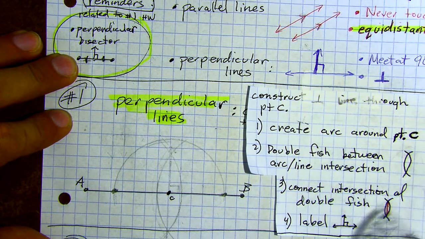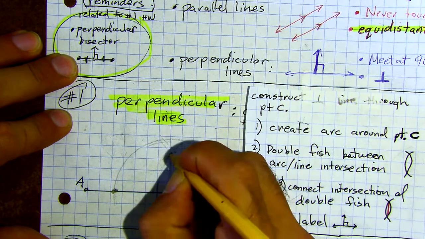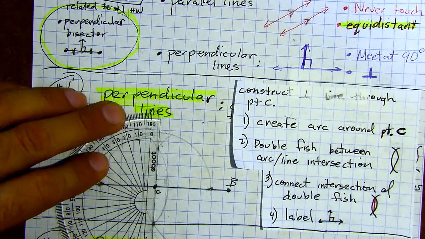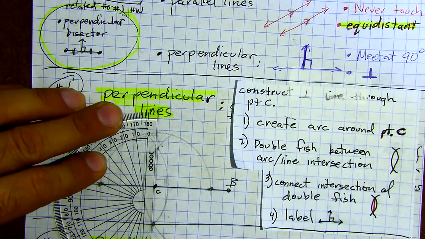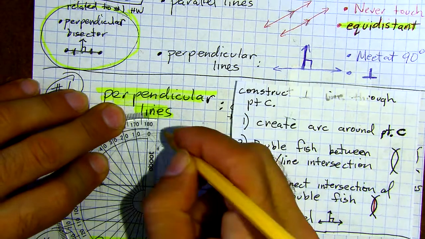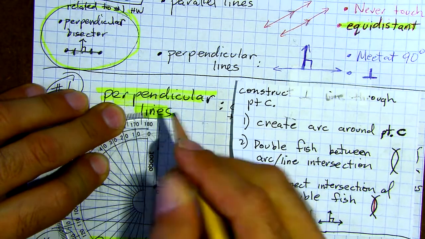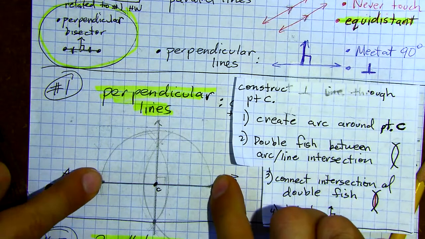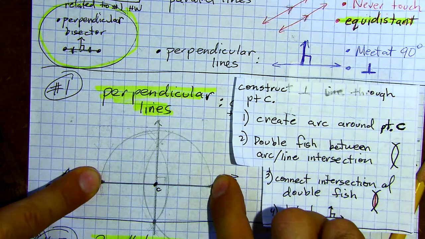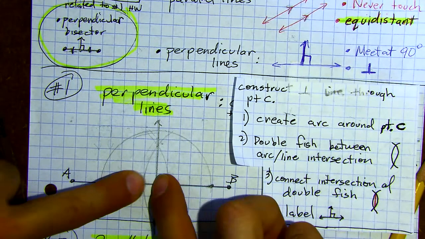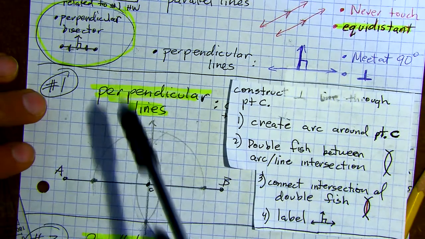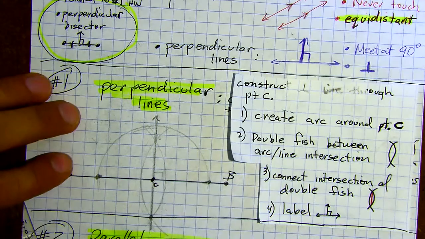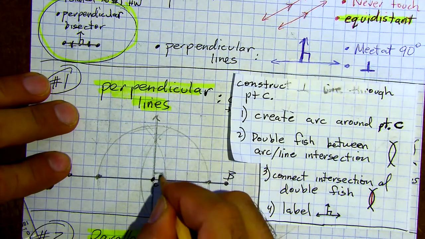Now connect the intersection of your double fish here and here. And look what we notice. It goes right through point C. And that's the goal. That's always going to happen, because the double fish is always right in between my 2 points of reference. And we know that C is right in between because we made that initial arc, and we know those distances are the same. The last thing you have to do is label it. Go ahead and make this label for me.